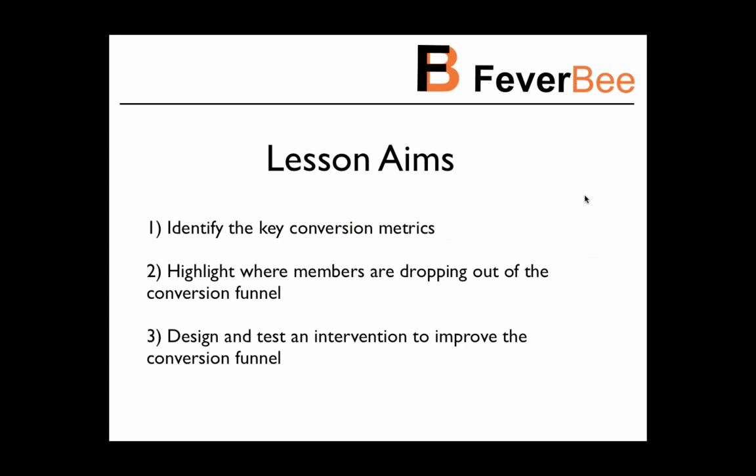So the aims of today's lessons are threefold. First, we want to identify the key conversion metrics. By the key conversion metrics, we mean what do you have to look for at each stage of the conversion funnel to know where members are dropping out, and how do you get that sort of data? We want to be able to highlight where members are dropping out of that funnel. We want to make it really, really clear so you know where to focus your efforts. And when you know how to focus your efforts, then you can design and test an intervention to improve the conversion funnel.